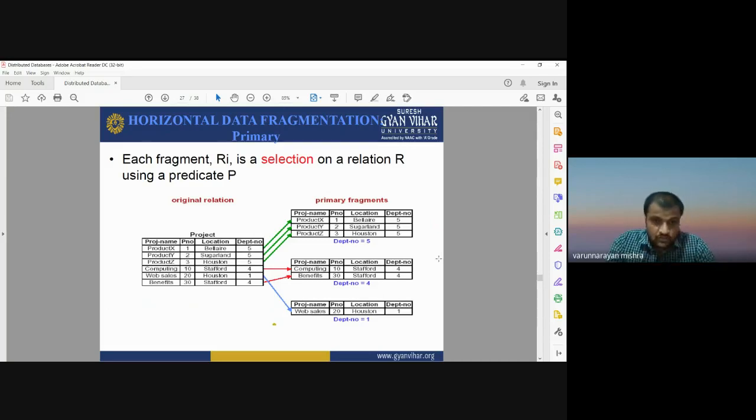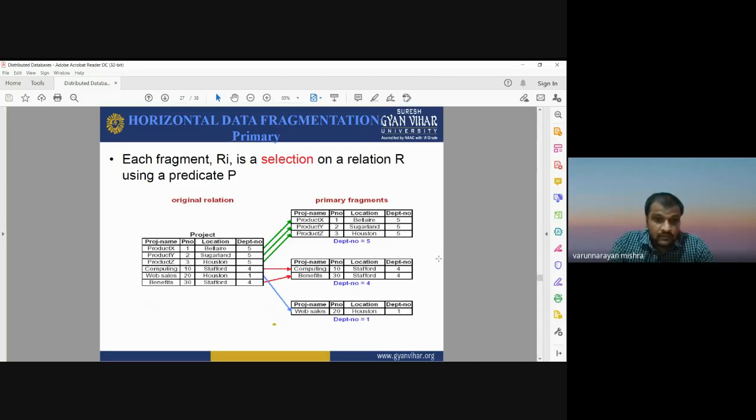When we fragment it horizontally, we get some primary fragments. First we fragment all the data with department number 5 into one table. Then we have another fragmented table for department number 4, and lastly a table having department number 1. So the entire table is fragmented on the basis of a foreign key, that is, the department number.